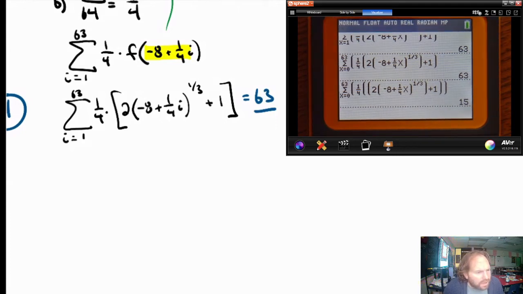So this is what you want to actually type in. I guess I had counted the parentheses the incorrect way. 15 is the correct answer here.